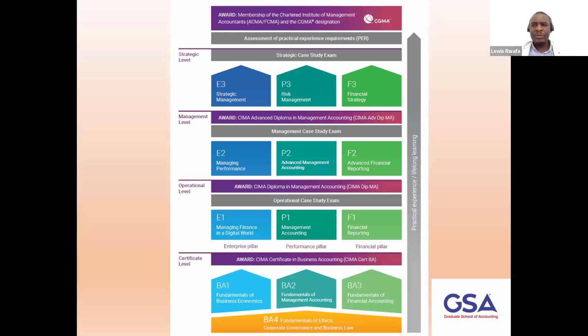So now, today's discussion is focused on how you write your exams, specifically the objective test. The objective test is a test that you write for each subject that is shown here, with the exception of the case study exam. The case study exam is a different exam. I'll make a separate recording for that. But for BA1 to BA4, E1, P1, F1, P2, E2, F2, E3, P3, F3, you are going to write an objective test if you are studying through the self-tailored or the traditional route.